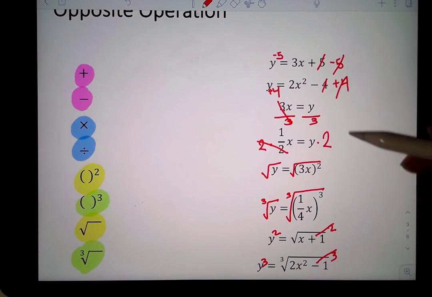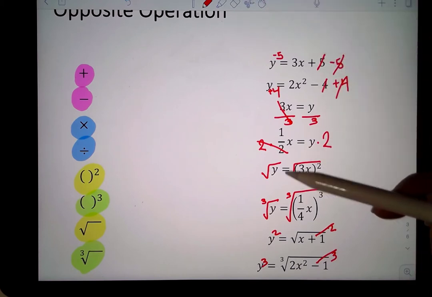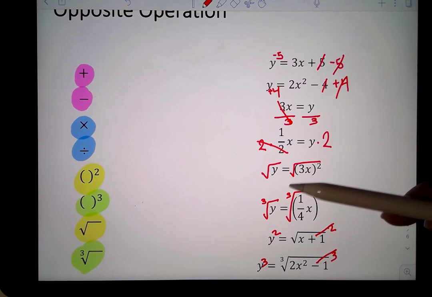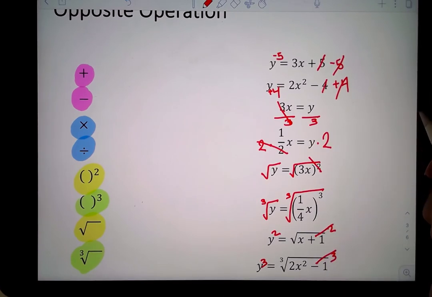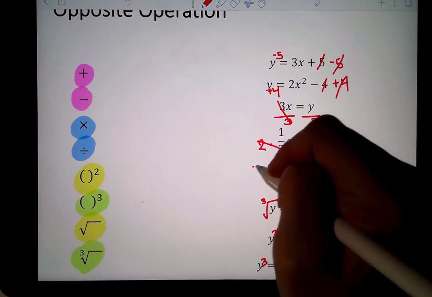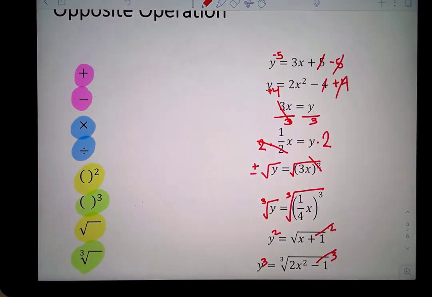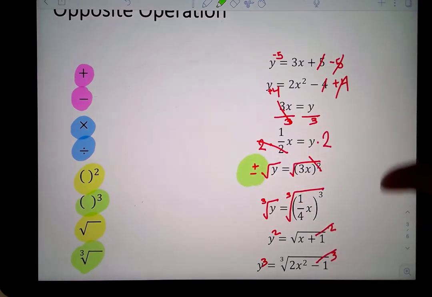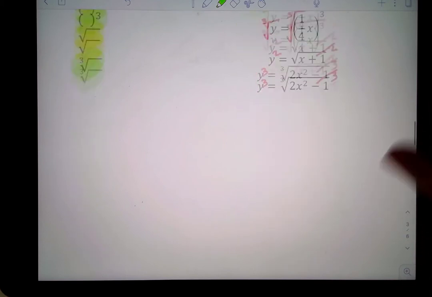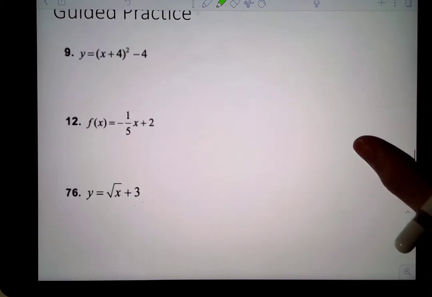Oh, and guys, you know what? I forgot this one. So when you take the square root to each side, then what do we get? You cancel this 2, right? And on the other side, you're supposed to get positive, negative. Alright? Don't forget this one. Okay. So that was the opposite operations we will use. And let's look at the next page.